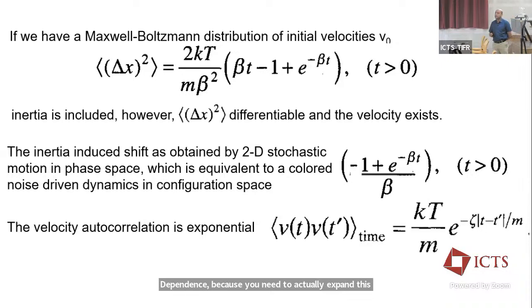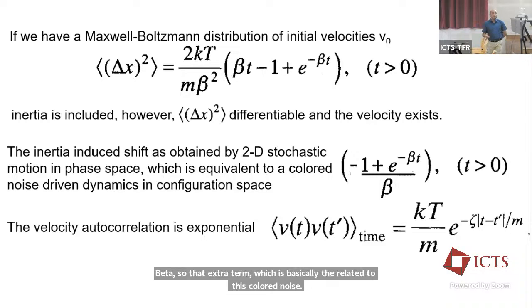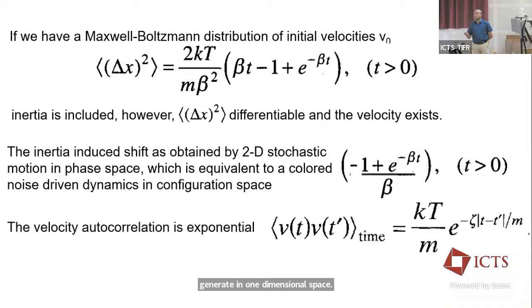One important thing I want to mention: whenever you are including this inertial effect, you are getting an extra term, that is minus one plus e to the power of minus beta t, by beta. That extra term is related to this colored noise in two dimensional space. This colored noise you cannot generate in one dimensional space, whereas if you include another extra variable and use this Einstein-Uhlenbeck process, ultimately it can generate this kind of colored noise.